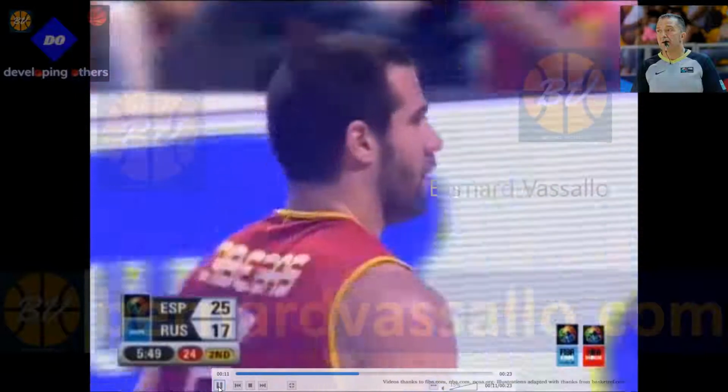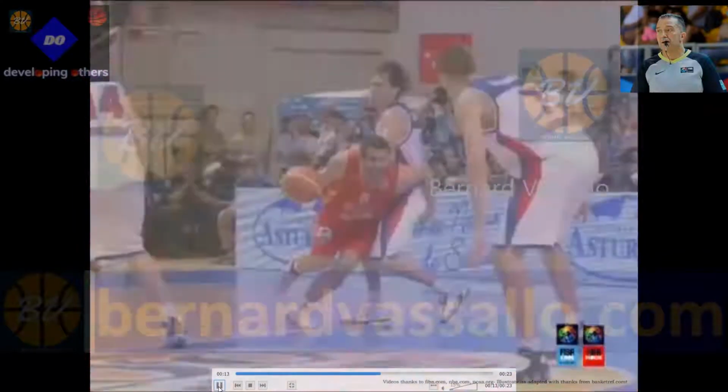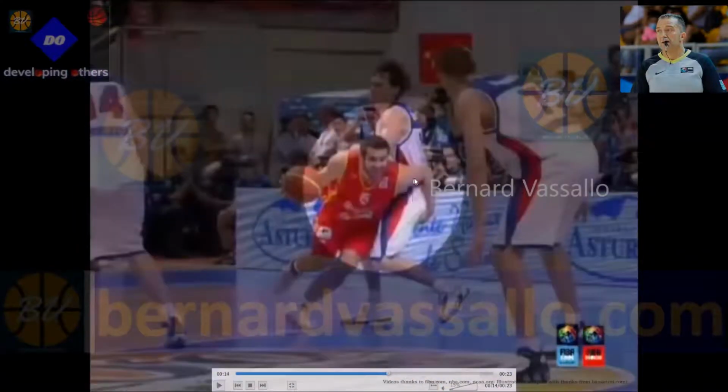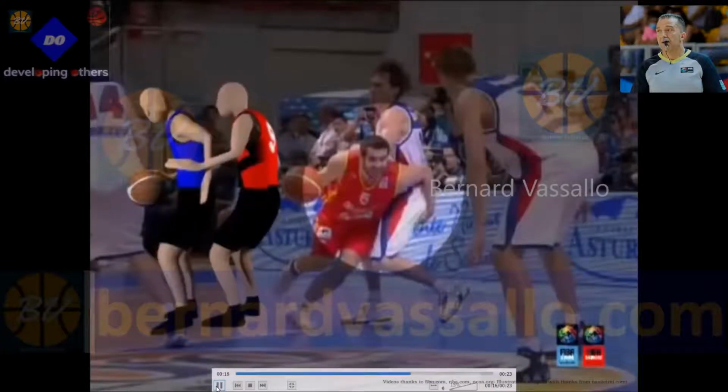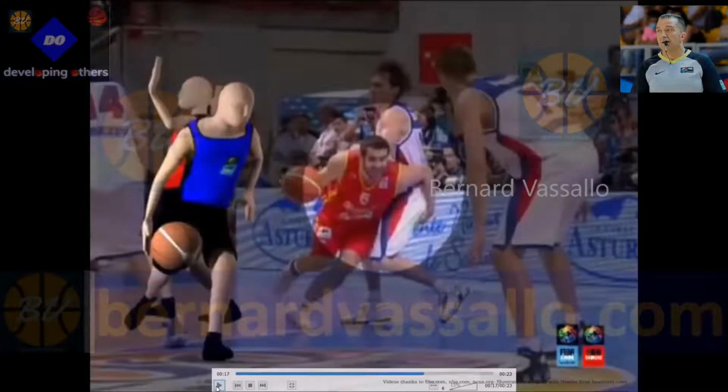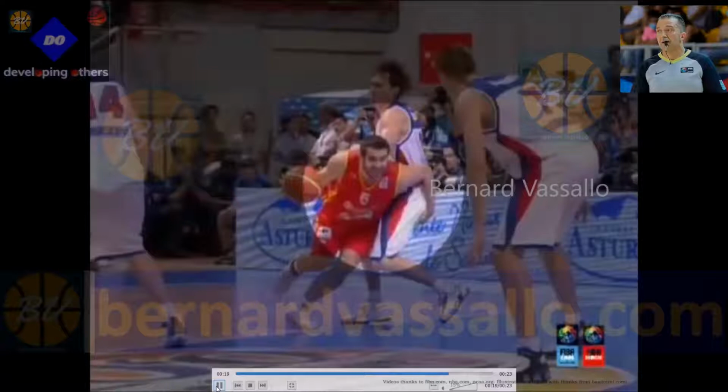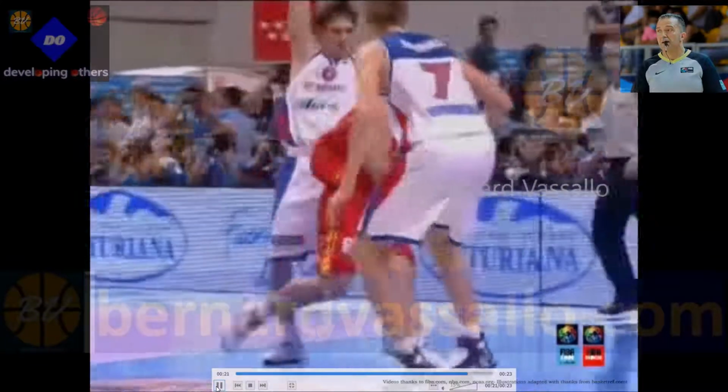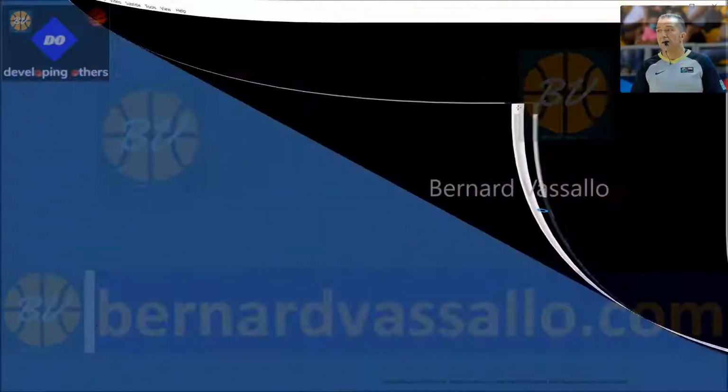We'll watch the replay again. There you could see the hooking arm clearly placing the white player, the defender, at a disadvantage, a big advantage for the red player here, as you could see also from that action. And subsequently we have the offensive hooking foul.